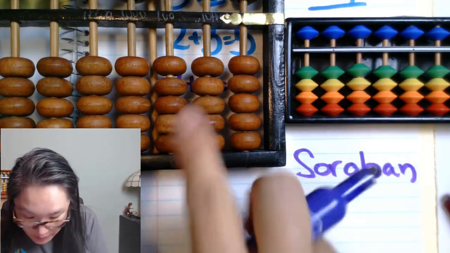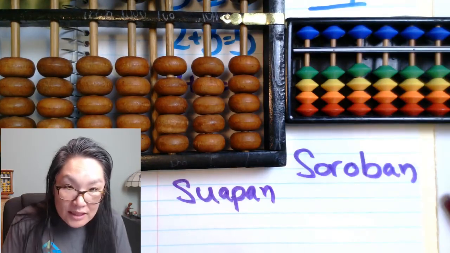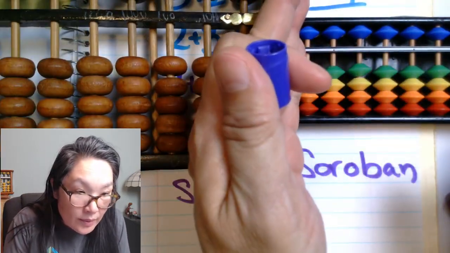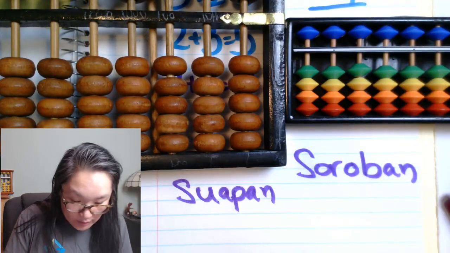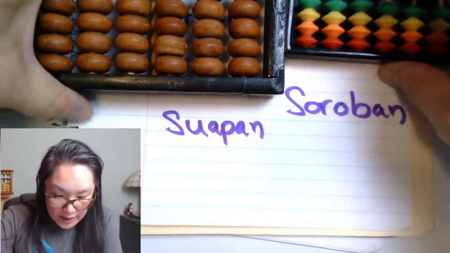Soroban. This one is a suanpan. This is a Chinese abacus, and this is a Japanese abacus. The Chinese one feels more complicated to me. It is a little bit more redundant. So that's the difference between the two.